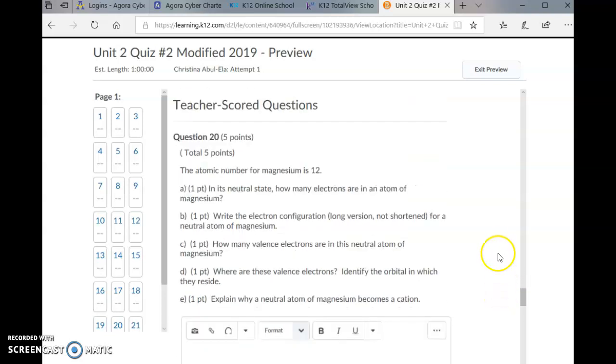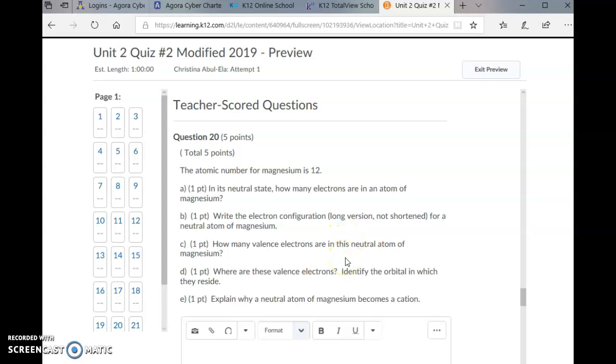This is the first open-ended question. Question 20. The atomic number for magnesium is 12. Part A, in its neutral state, how many electrons are in an atom of magnesium? Part B, write the electron configuration, long version, not shortened, for a neutral atom of magnesium.